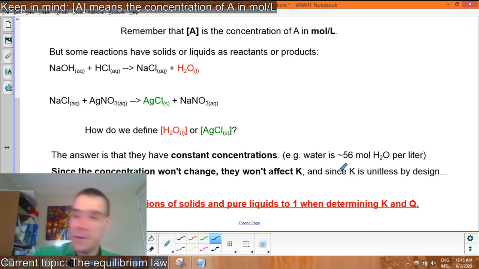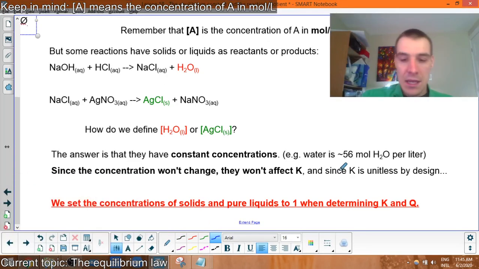And what that means, practically speaking, is that we set the concentrations of solids and pure liquids to 1 because the units don't matter, and so they just become folded into the K value rather than us having to write 56 every time we have liquid water. We just get rid of it. It's just 1 because multiplying by 1 and dividing by 1 doesn't change your expression, and because constant concentrations don't change the expression, it makes sense to just set them equal to 1.